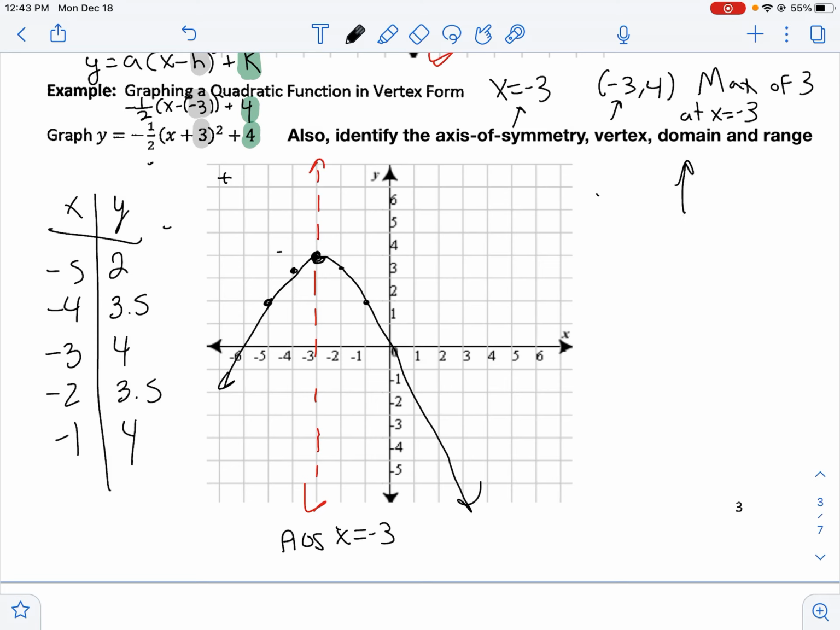The domain, any x value can be used. It goes forever to the right and forever to the left. You have a point for every x value. Domain is all reals, and the range is the y values you can use, and the y values are y is less than or equal to 4. All right, there we go. Second video done.